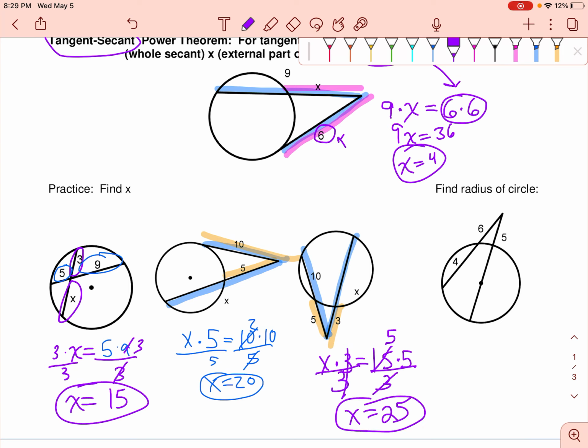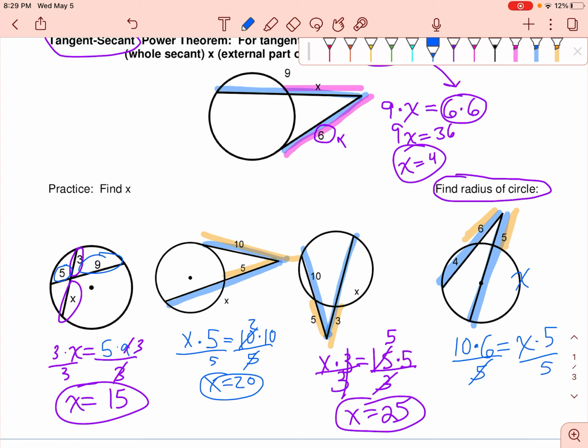Okay. For the last one, it's asking me to find the radius of the circle. Okay, so now we actually have to do some math here. Whole thing, which is 10, times the part sticking out, 6, is equal to the whole thing, and I'm going to call the whole thing here X. Okay, so X represents the whole thing, times the part sticking out, which is 5. Okay, divide by 5, divide by 5. X is equal to 12.